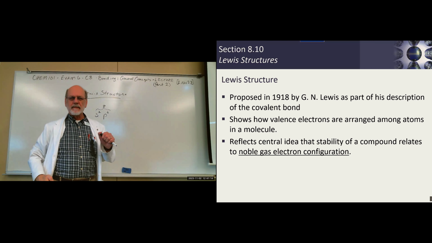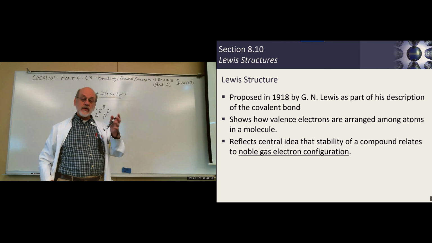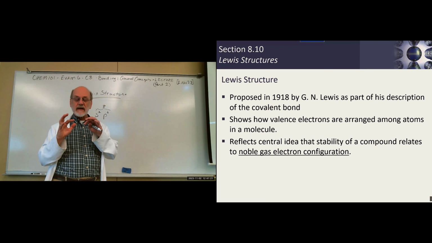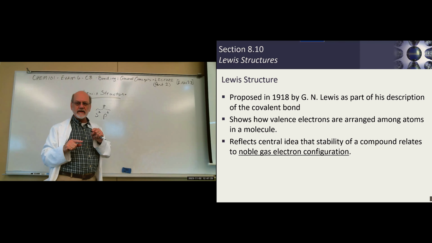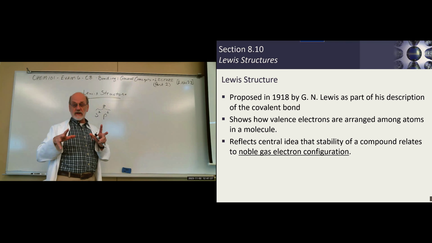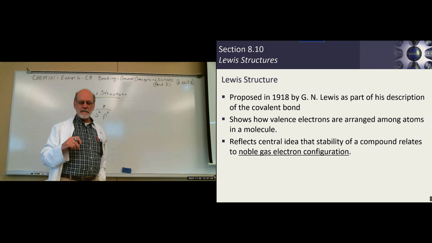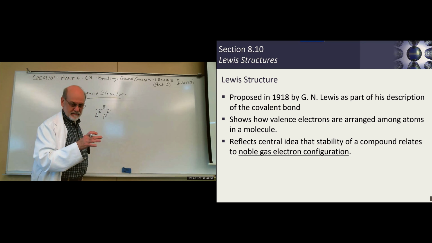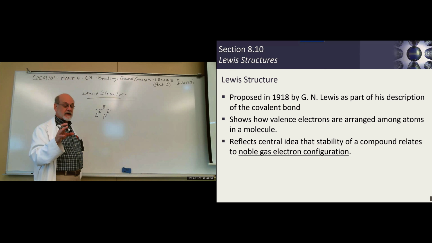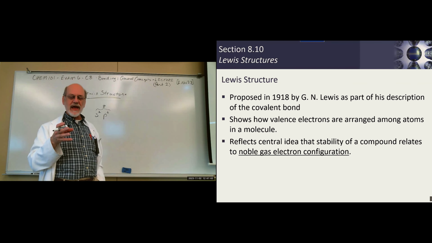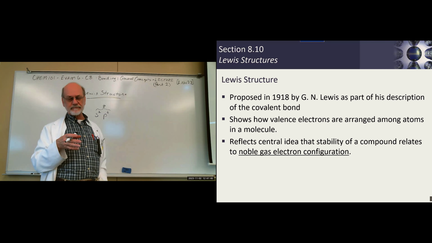And we arrange those electrons around atoms first, and then when we bring them together to make molecules, what we want to do is establish an octet for each of the atoms in the molecule. And that last statement is still true. The atoms are trying to attain a noble gas electron configuration.